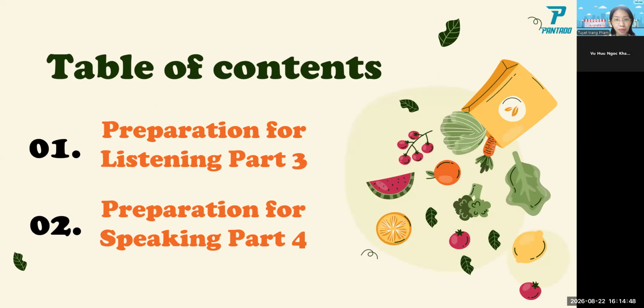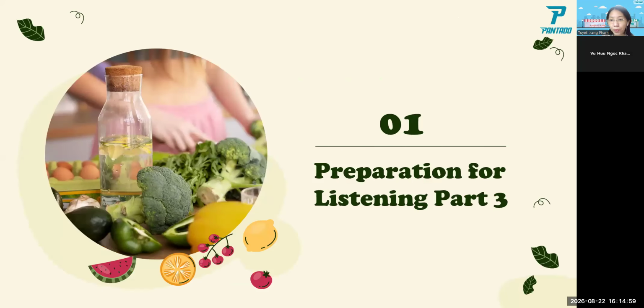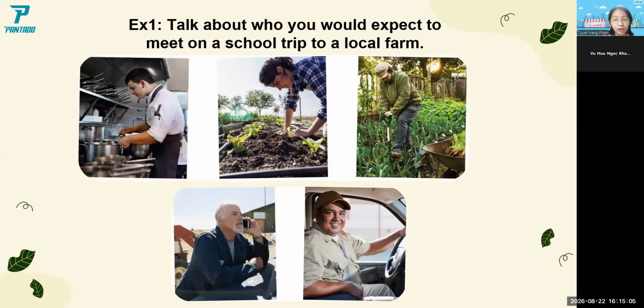Now, the table of contents. The first part, preparation for listening part 3. And number 2, preparation for speaking part 4. Preparation for listening part 3. Task 1. Exercise 1. Talk about who you would expect to meet on the school trip to a local farm.